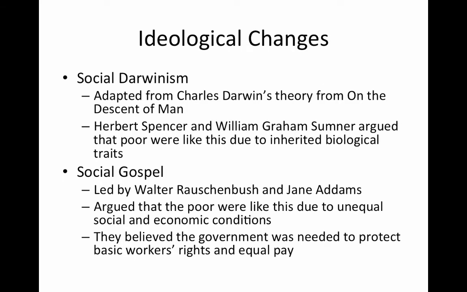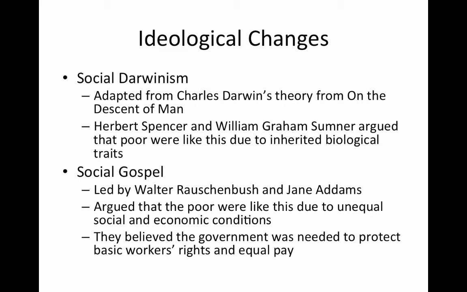Ideological changes. Most people at this time period who supported capitalism supported something called social Darwinism. The idea had been adapted from Charles Darwin's theory on the descent of man, and it was promoted by people like Herbert Spencer and William Graham Sumner, who argued the poor were poor due to inherited biological traits of evolution.